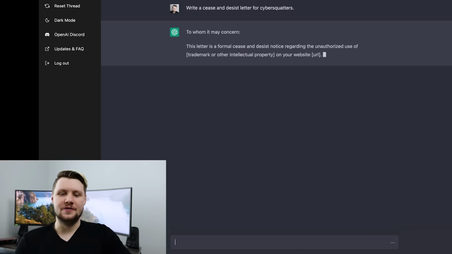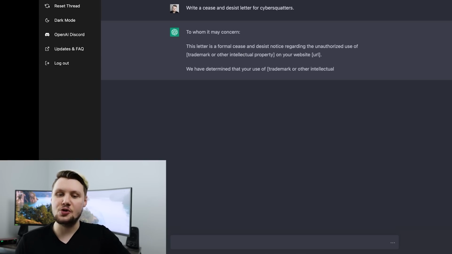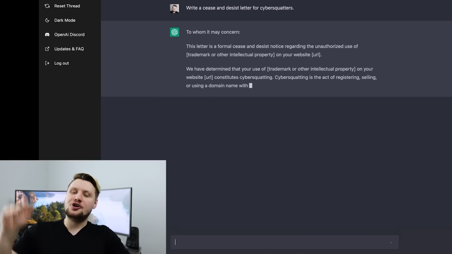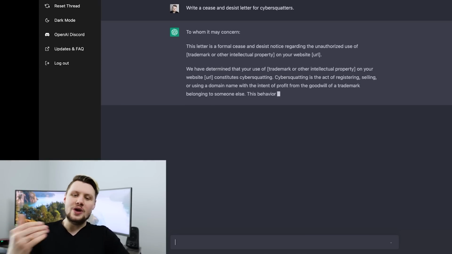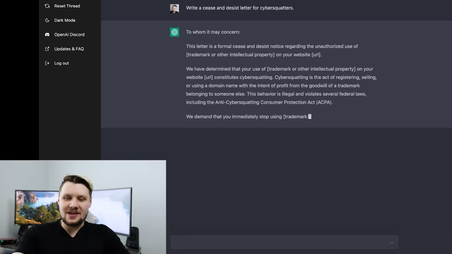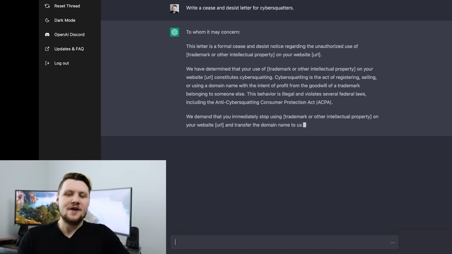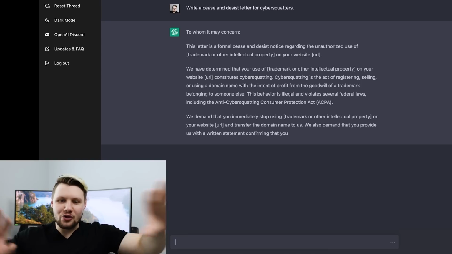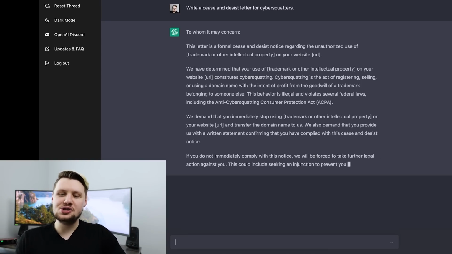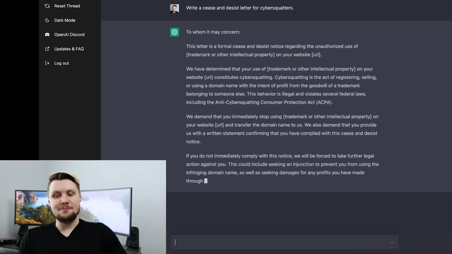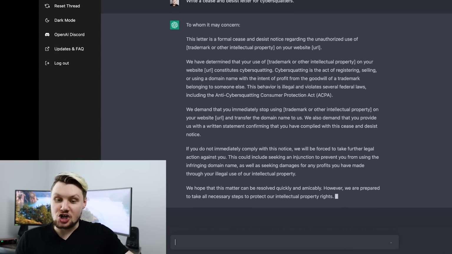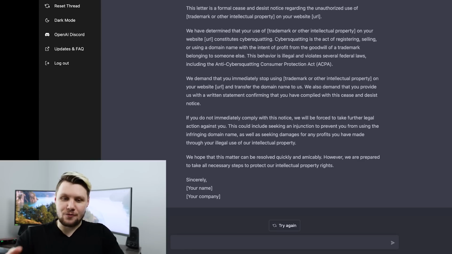To whom it may concern, this letter is a formal cease and desist notice regarding the unauthorized use of, and here you put in your trademark, on your website, and you put in the URL. We have determined that your use of the trademark on a website constitutes cyber squatting. Then they explain what the cyber squatting is. They point to some legal things like the Anti-Cyber Squatting Consumer Protection Act. We demand that you immediately stop using, blah, blah, blah. If you do not immediately comply with this notice, we will be forced to take further legal action. This could include seeking an injunction, seeking damages for profits.